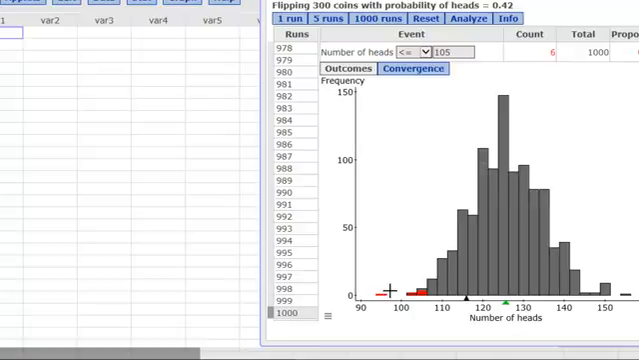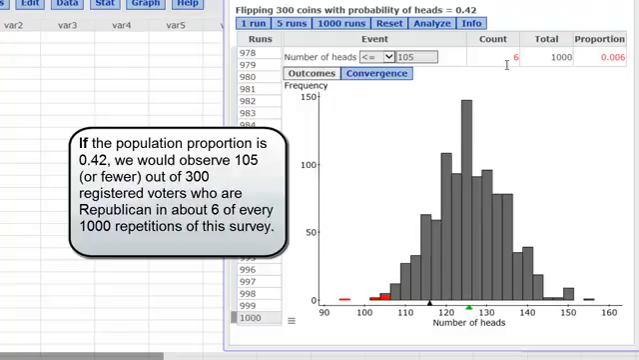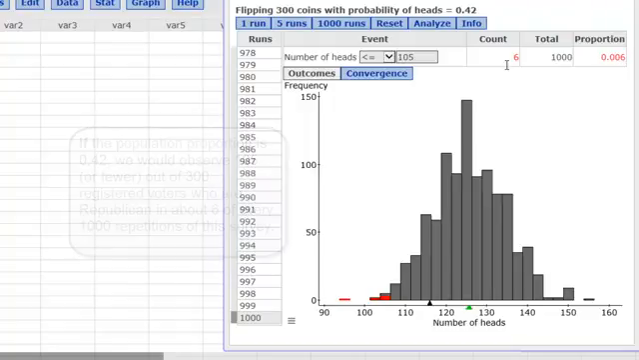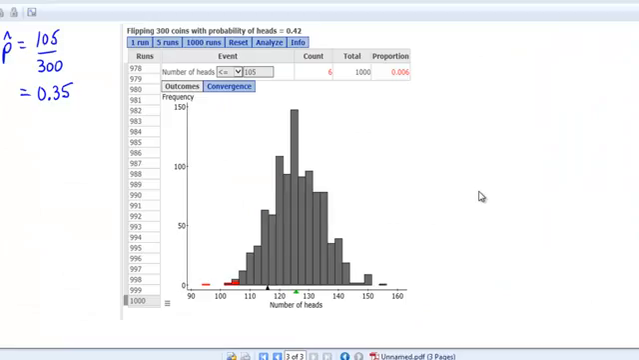I do the simulation, and you can see in red down here, I only observe 105 or fewer registered Republicans, if the population proportion is 0.42, what? 6 times it only occurred. So if the population proportion of registered Republicans is 0.42, we would see this type of result, 105 or fewer, in only 6 out of 1,000 trials of this study. So 105 is a highly unusual result to get if the statement in the null is true. So here we're observing something that is highly unusual if the statement in the null is true.